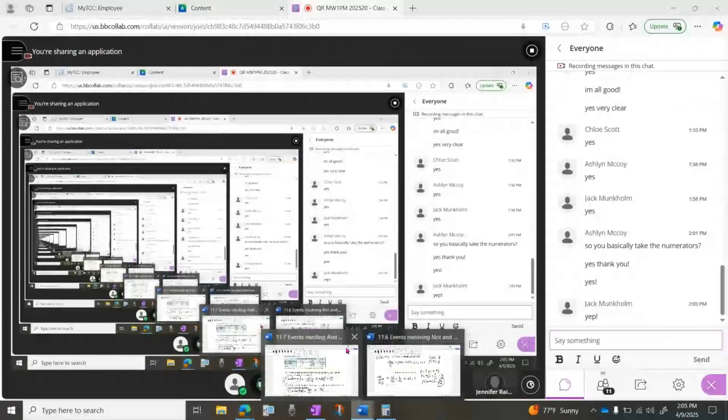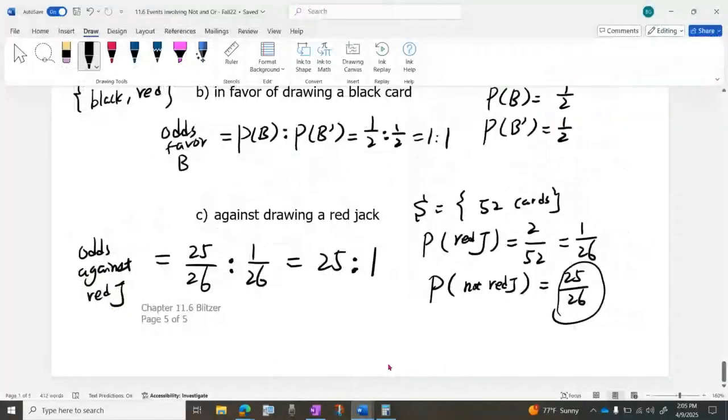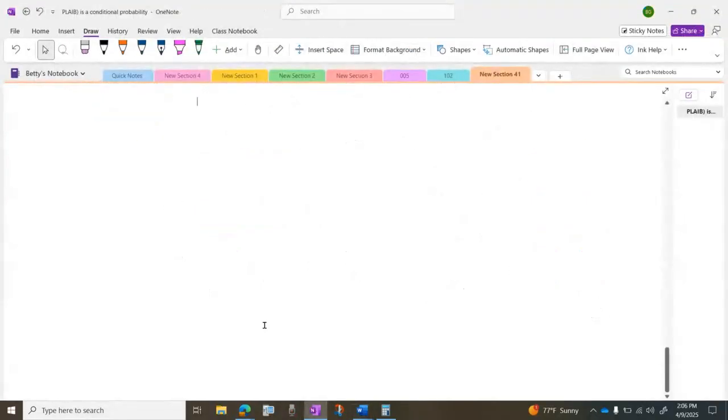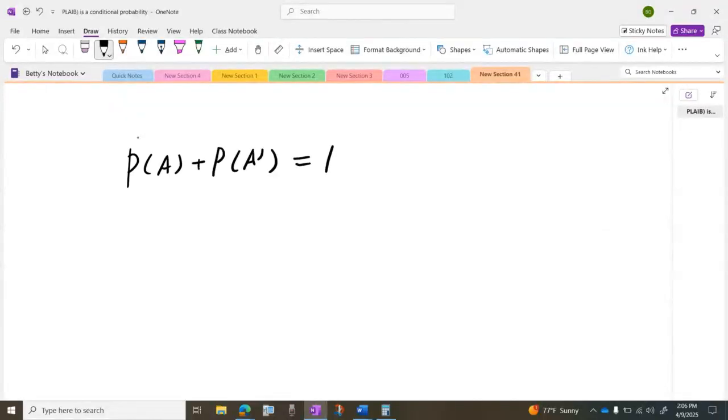Okay, let me sort what we have learned in 11.6 and 11.7. I kind of changed the order of the content. We did cover the complement rule, like P of A plus P of A prime is 1. A prime is the complement of A, meaning A not occurring. We covered that. We also covered the addition rule.